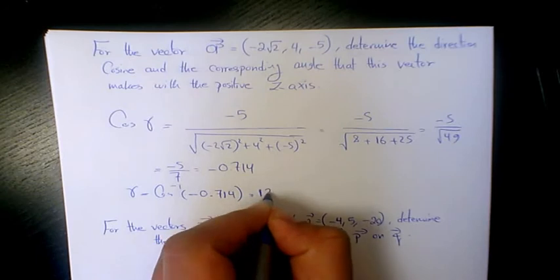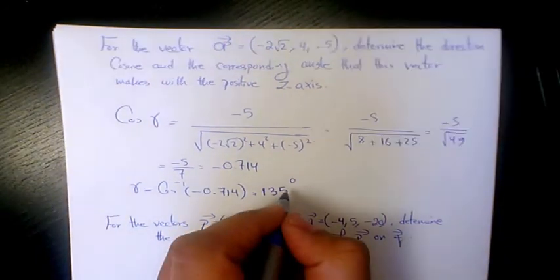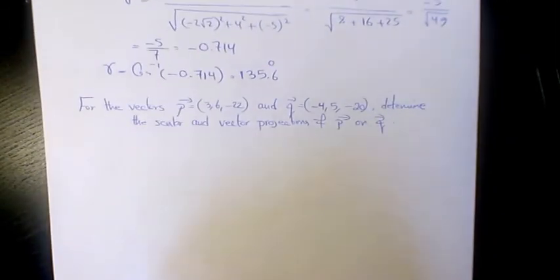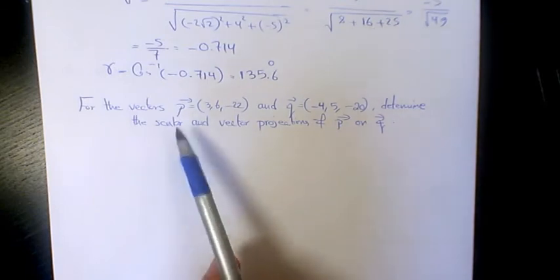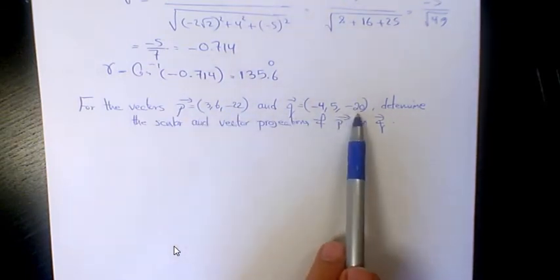Which is going to be 135 degrees, or 135.6 degrees to be exact. Next example, for the vectors P (3, 6, negative 2) and Q (negative 4, 5, negative 20), determine the scalar and vector projection of P on Q.